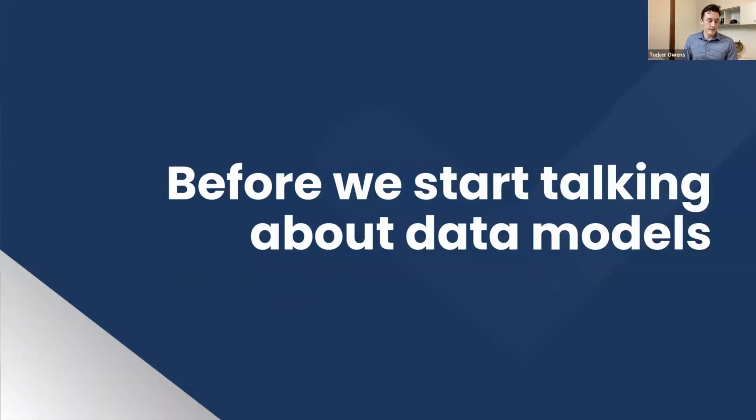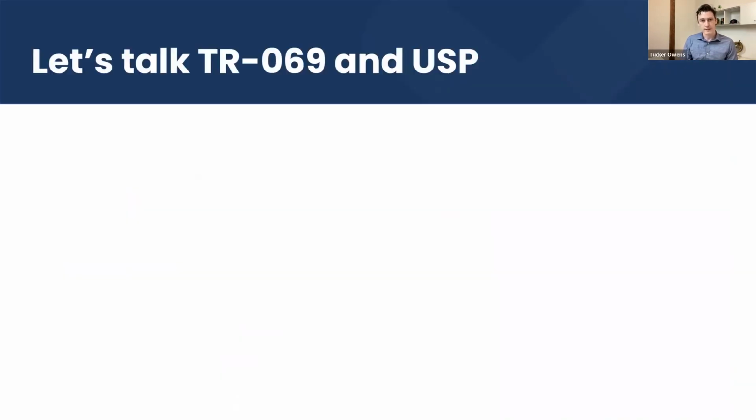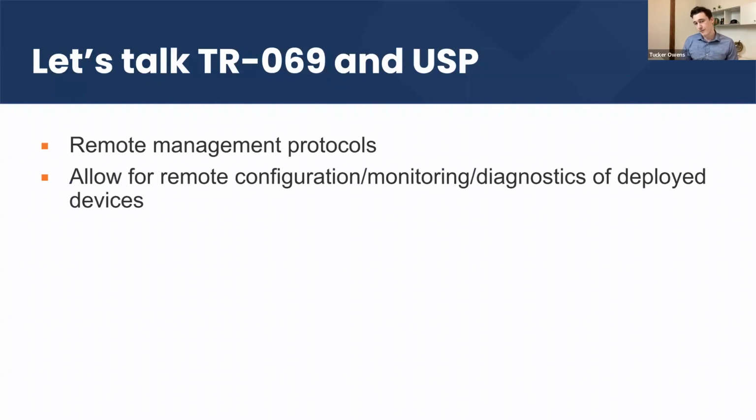So before we start talking about data models, I just wanted to touch on the two protocols we're talking about. So that's TR-69 and USP. I think a lot of people have a sense of what these two things are, but I just want to make sure we get an overview here. So both are remote management protocols, and they allow for the remote configuration, monitoring, and diagnostics of deployed devices. So devices that are out in the field.